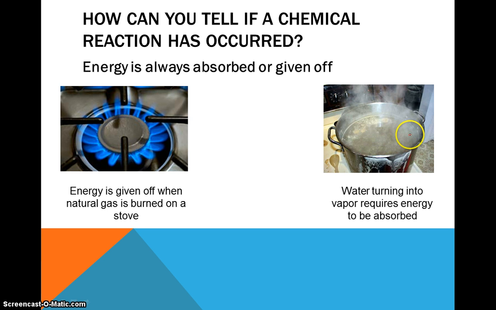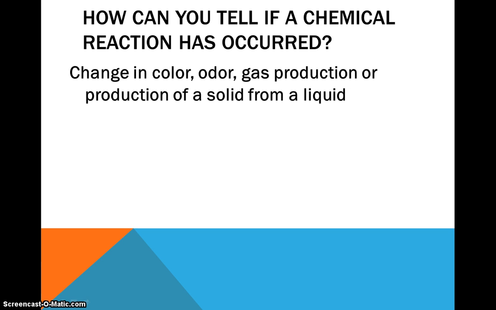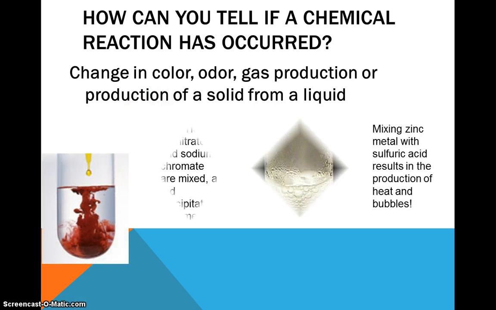When we boil water, we have to heat it up in order to get it to change from a liquid to a vapor. So in this case, we are putting heat in, but it is a physical process. So oftentimes, if you see an energy change with some of these other things, maybe a change in color, a change in odor, gas production, or production of a solid from a liquid, that could also mean that you have a chemical reaction taking place.